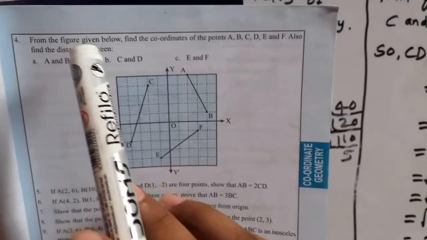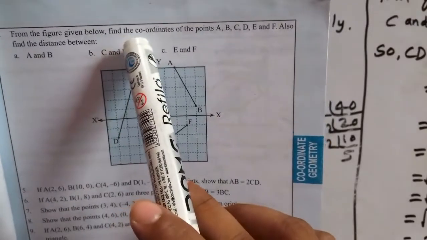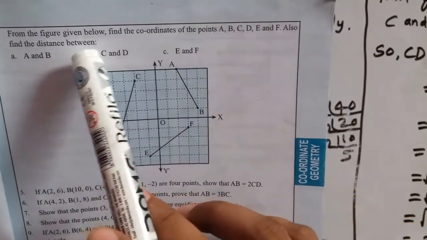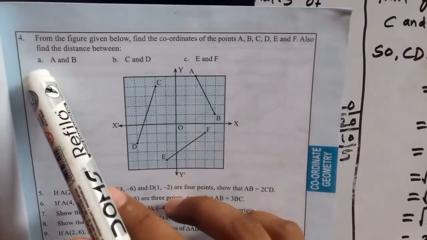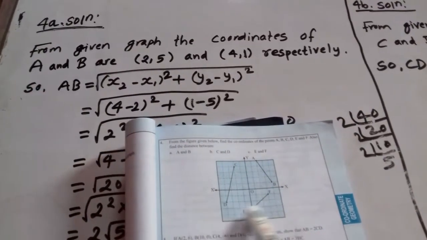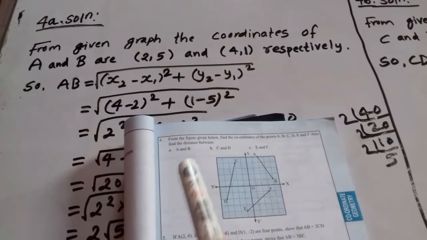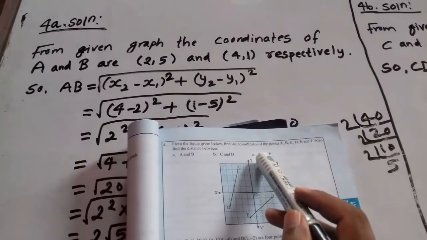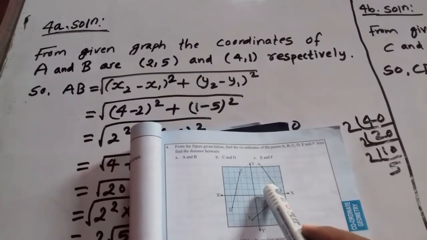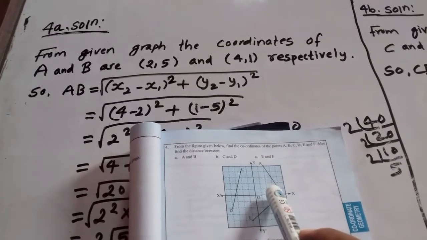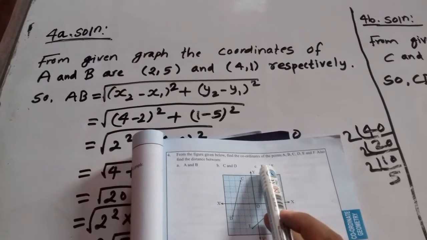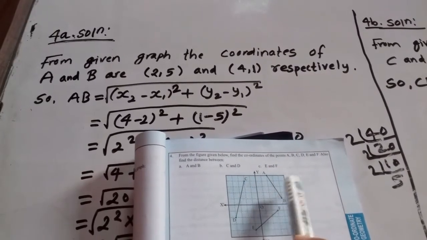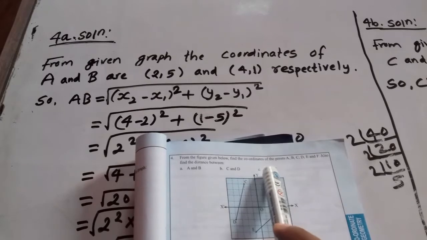In question number 4, from the figure given below, we have to find the coordinates of points a, b, c, d, e, and f, and also find the distance between them. For 4a, from the given graph, the coordinates of a and b: we can see that a is 2 units away from the origin on the x-axis and 1, 2, 3, 4, 5 units away from the origin on the y-axis. So the coordinates of a are 2, 5.